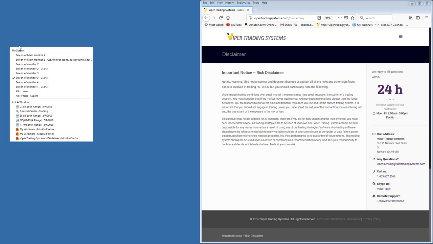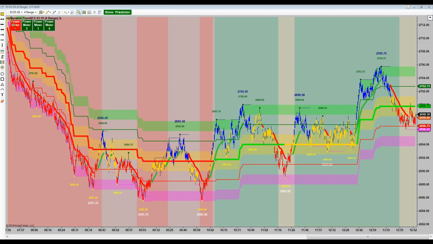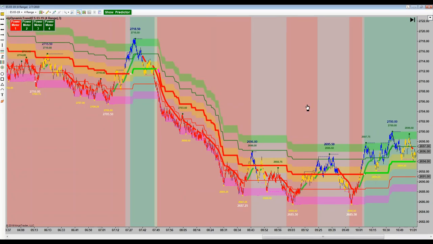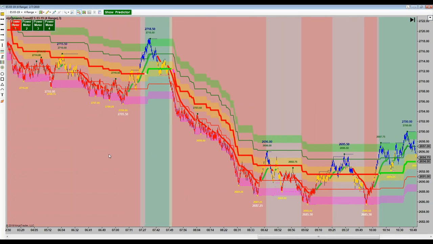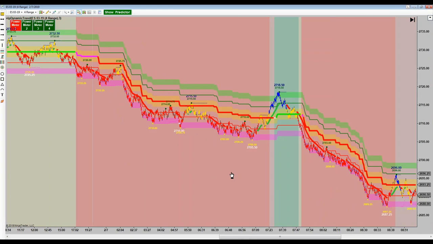All right, let's get over to screen one, where I have an ES chart awaiting. So I'm going to work backwards. I'm going to use ES as an example to show some obvious things.